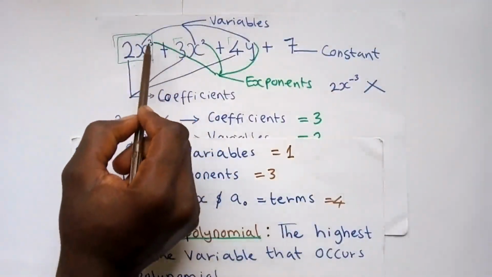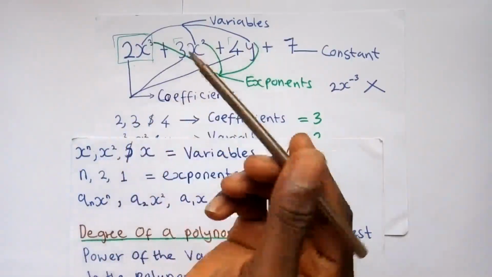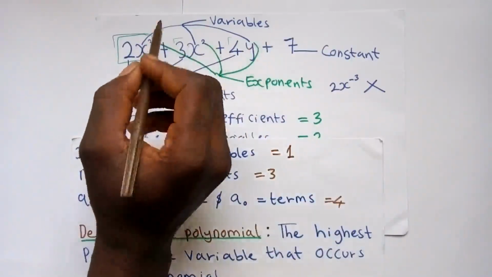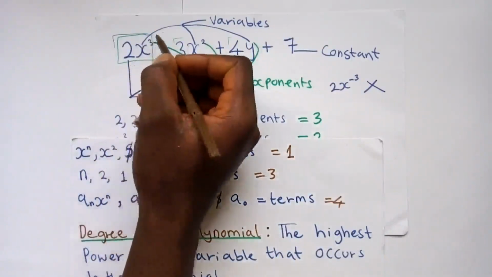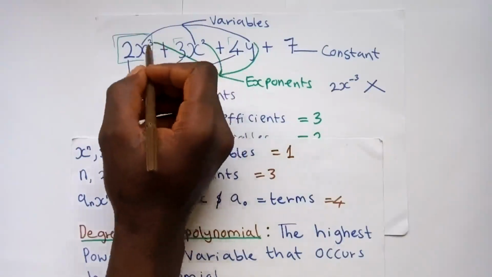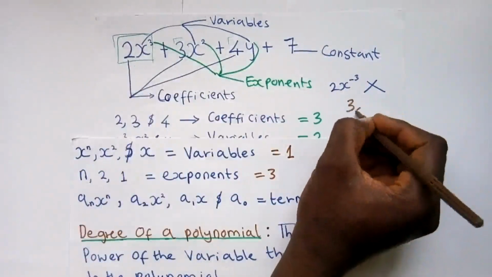Okay, look at this variable. It has the power of 3. This has the power of 2. This has the power of 1. So the highest power of the variable, that is s raised to the power 3, is the highest power of the variable in this polynomial. Therefore, the degree of this polynomial is 3.